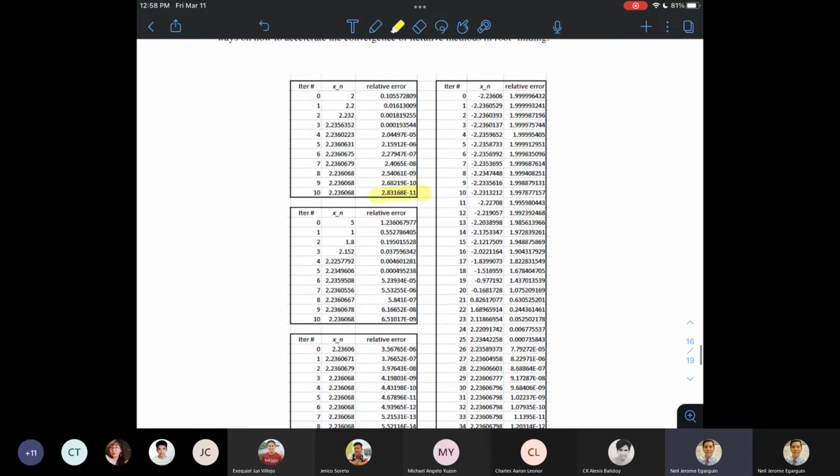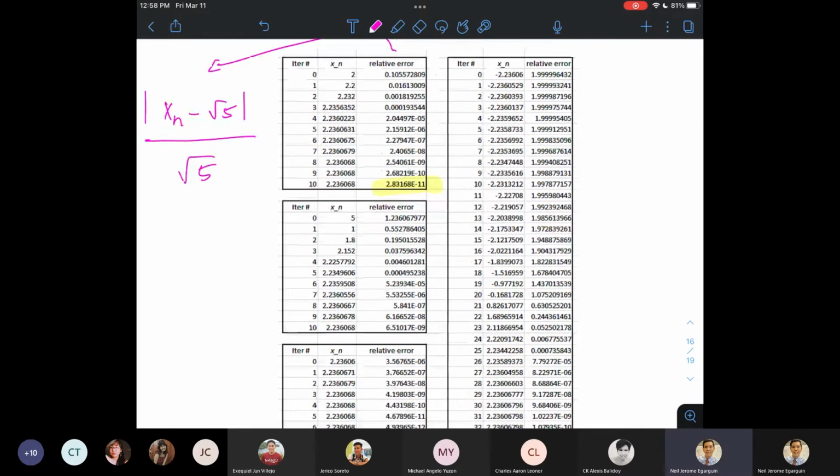That's very good, right? Remember, the relative error is computed as x sub n minus root 5 over root 5. Siya yung relative error. Ilang percent yung error niya mula dun sa square root of 5 na kinocompute natin. So maganda, 10 iterations, 10 to the negative 11. That's a pretty remarkable result.